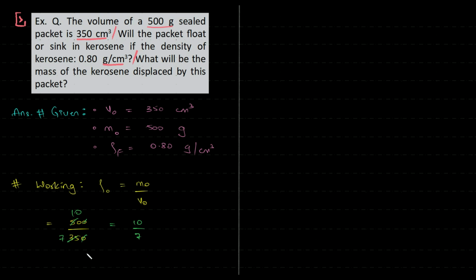Of course, we need to further divide this. So this would be 1s are 7, 4s are 28, so approximately 1.4 gram per centimeter cube. Agree? And now what can we conclude? As density of the object is more, is it more? Yes, it is more than the fluid. What happens? The object will, yes, it will sink. That's it.